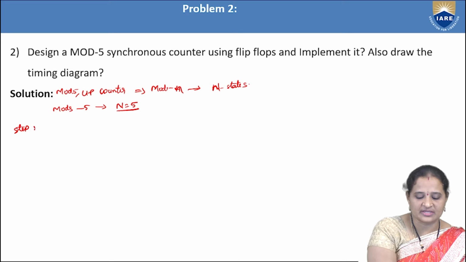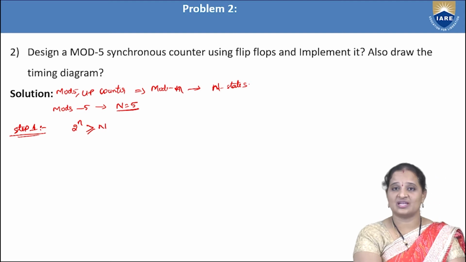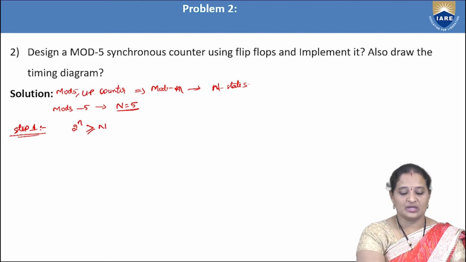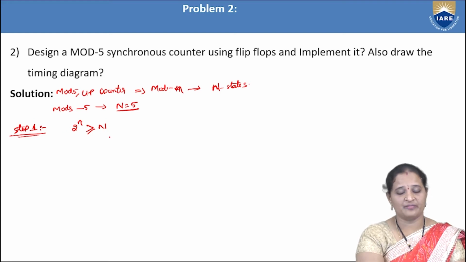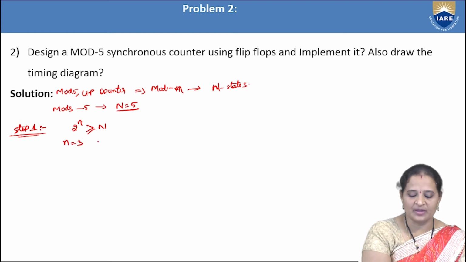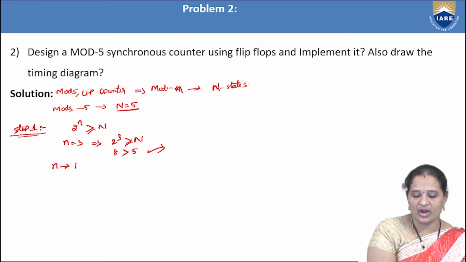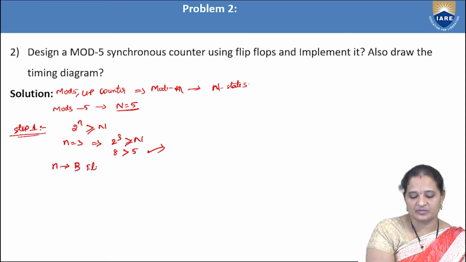First step. What is the first step? Step 1, we need to select the number of flip-flops required such that this condition is satisfied: 2 power n is greater than or equal to N. If I select 2, 2 power 2 is 4. What is N here? 5. Is 4 greater than 5? No. So that is why we cannot take 2. Now, if I consider 3, then 2 power 3 is 8, which is greater than 5, and hence it is required. So the number of flip-flops required is 3 flip-flops.